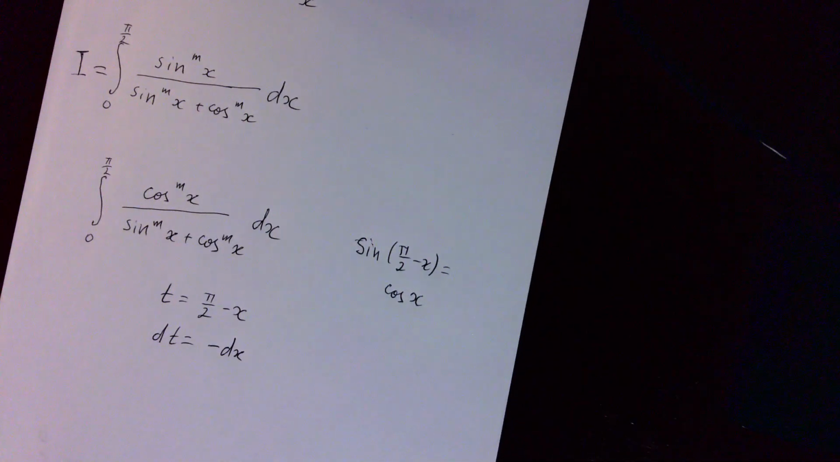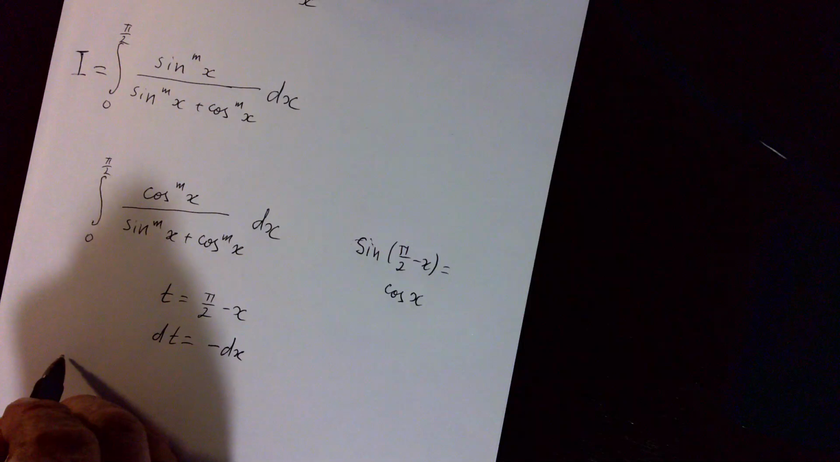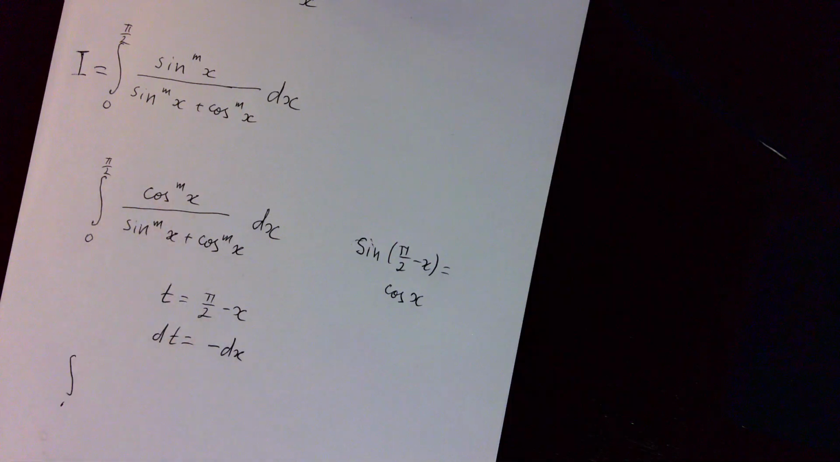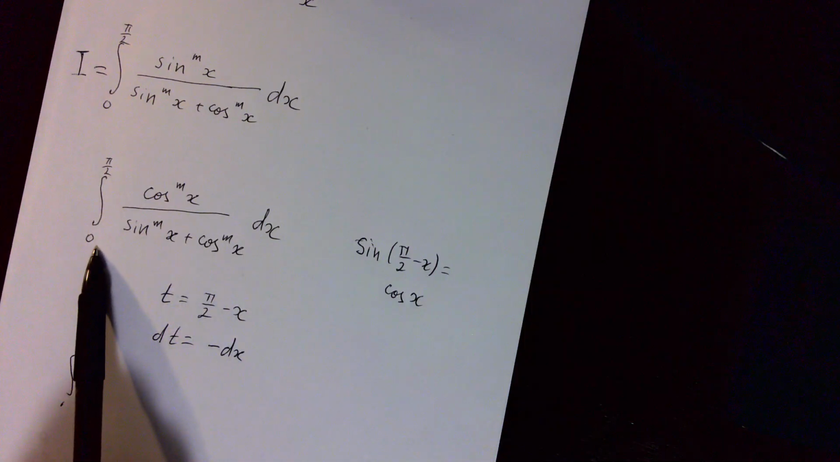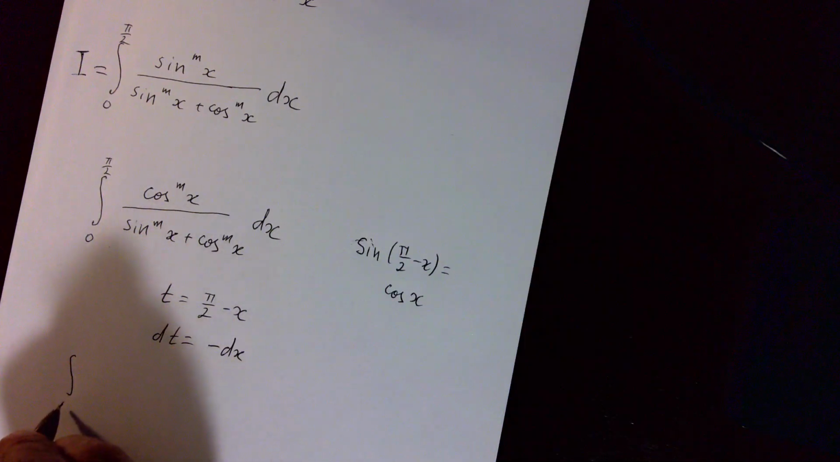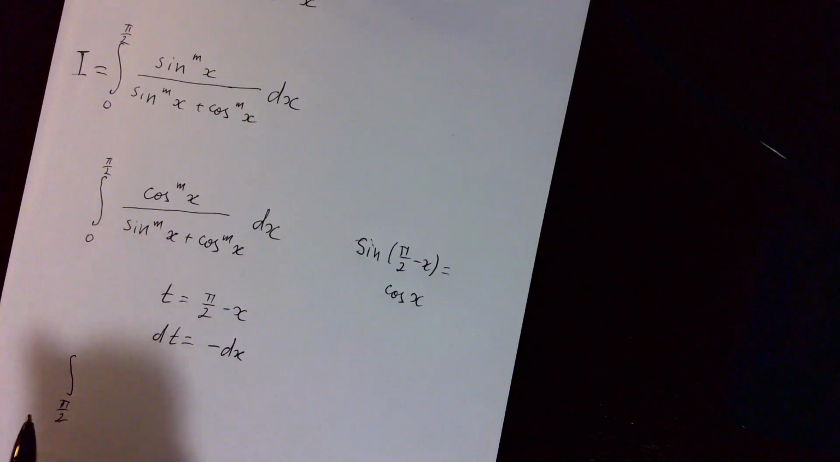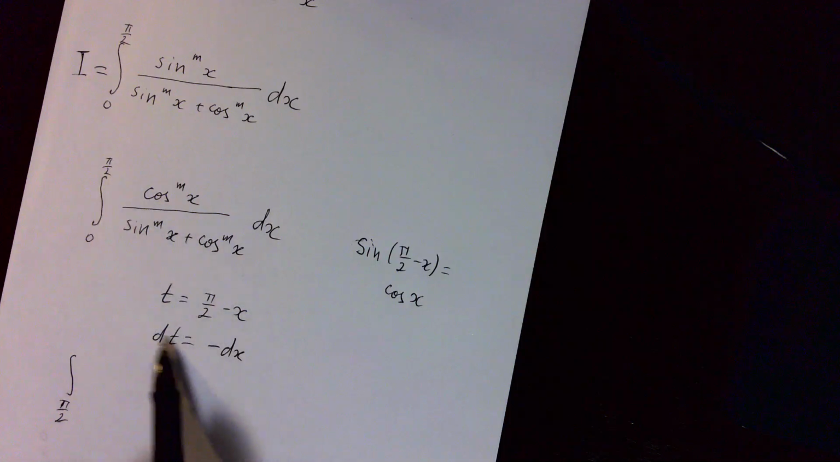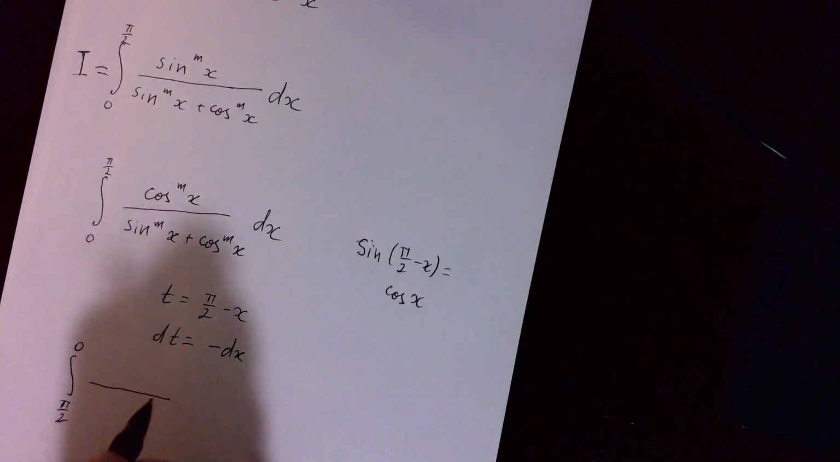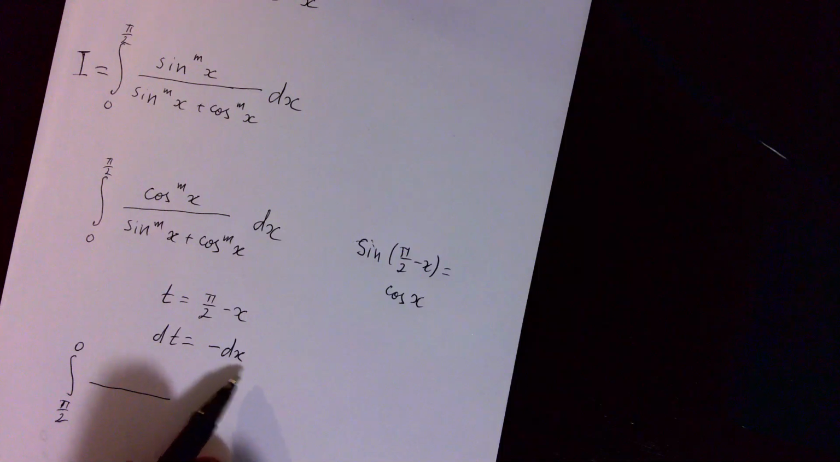And we change the limits of integration. When x equals 0, t becomes pi over 2. When x equals pi over 2, t becomes 0. Now, minus dt is dx, that is, dx is minus dt.